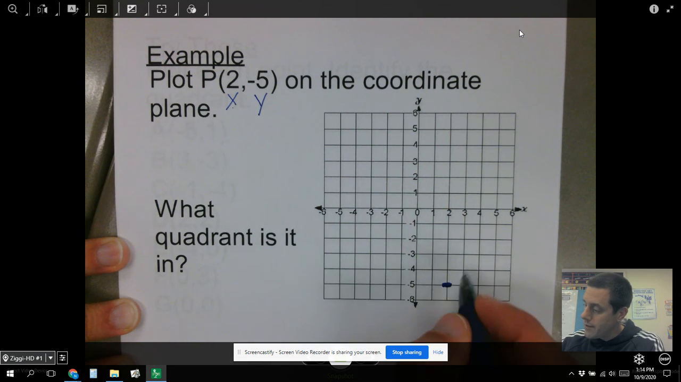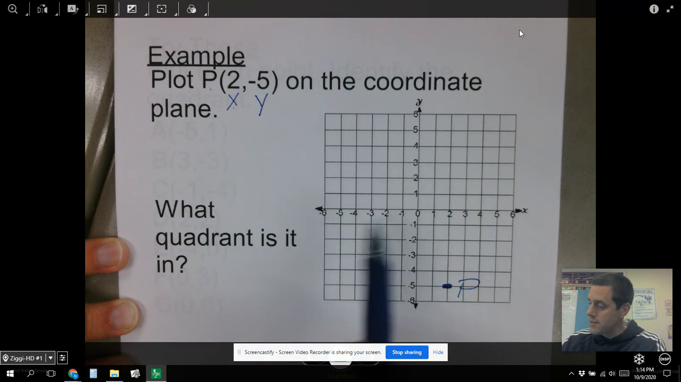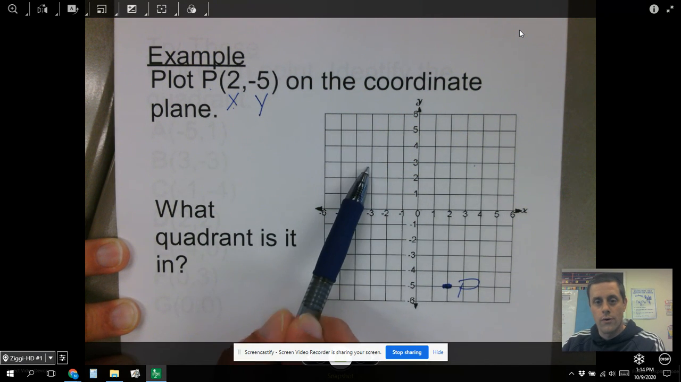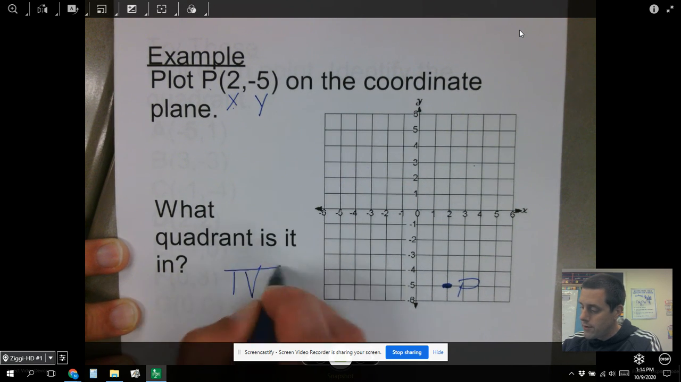Plot your point, label it. In this case, it's point P. And then what quadrant is this? 1, 2, 3, 4. P is in quadrant 4.